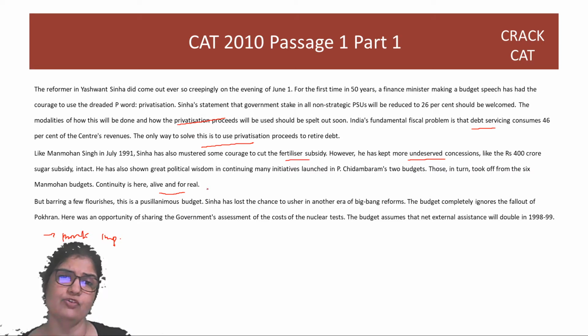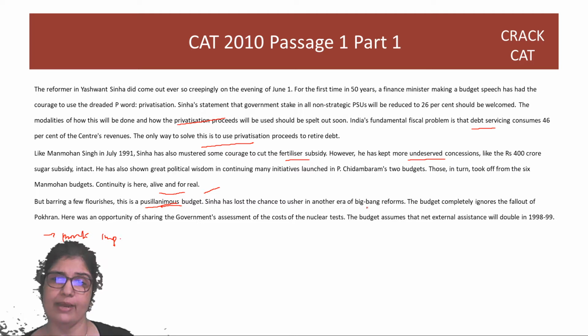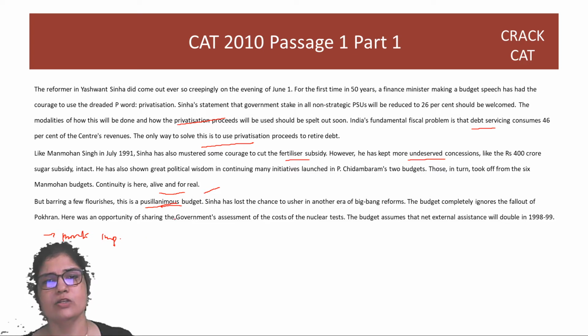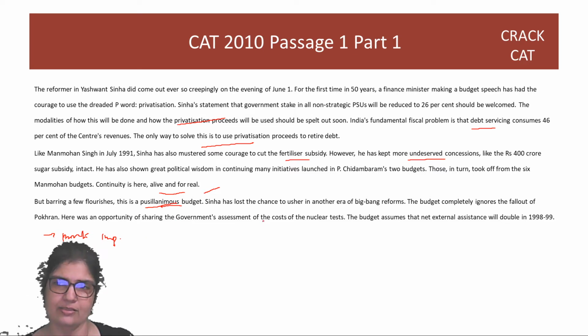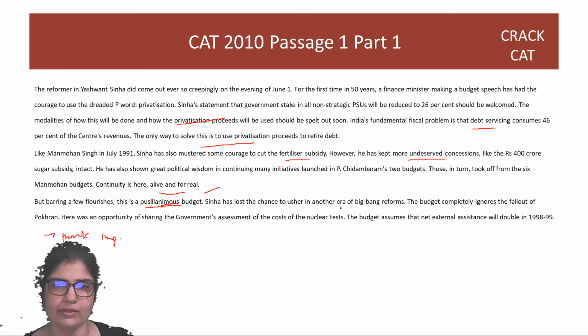But barring a few flourishes like these, this is a pusillanimous budget, so it's not a great budget. Sinha has lost the chance to usher in another era of Big Bang reforms. The budget completely ignores the fallout of Pokhran. Okay, here was an opportunity of sharing the government's assessment of the cost of nuclear asset. So they're saying that he has lost the chance to bring in another big set of reforms. They did not talk about Pokhran, right?